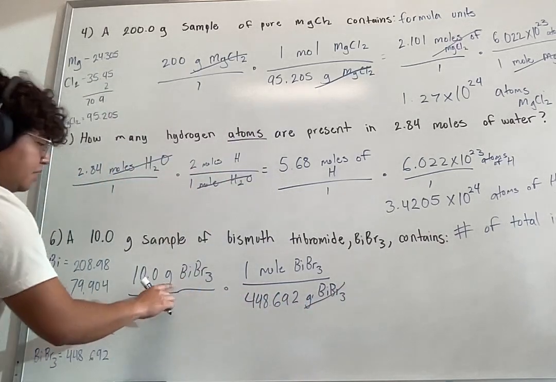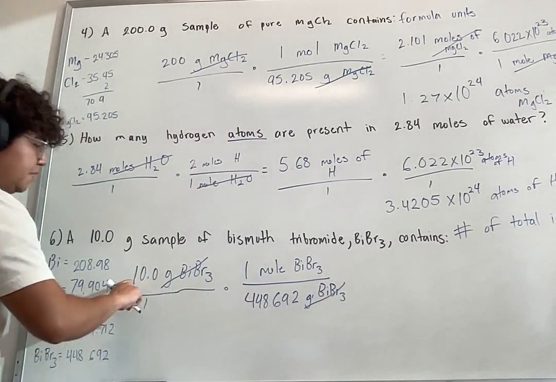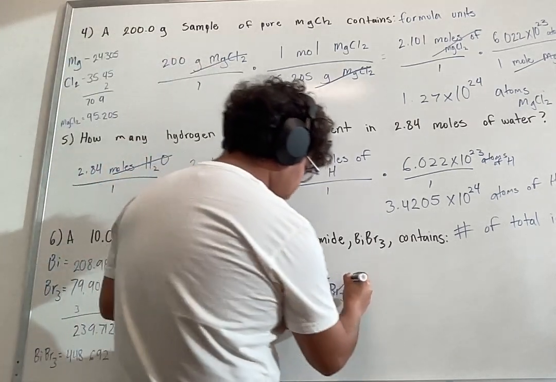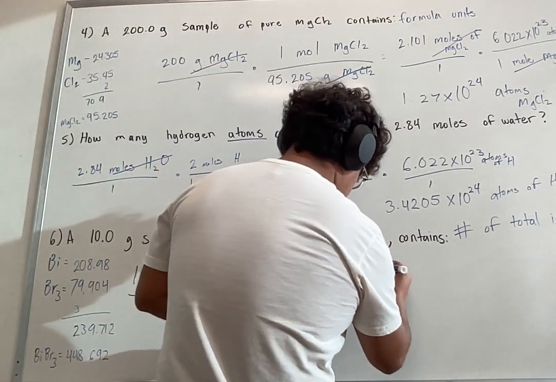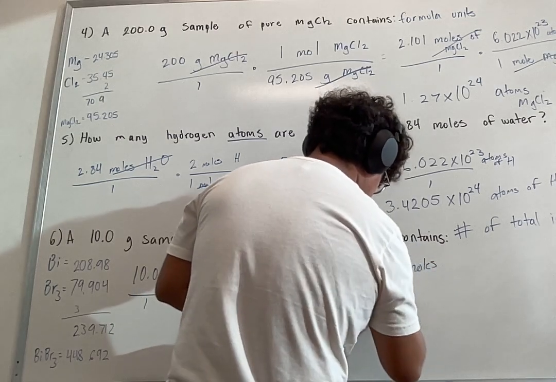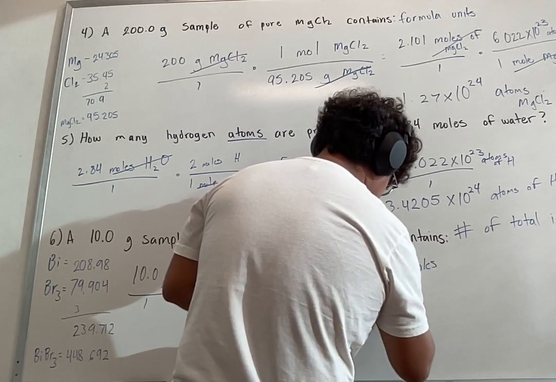So grams cancel out grams. So that means I have to divide 10 grams by 448.692. Okay. So we end up with 0.022 moles of bismuth tribromide.